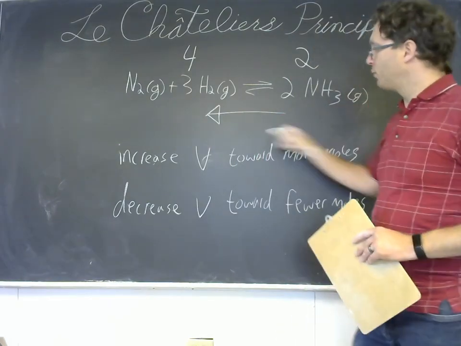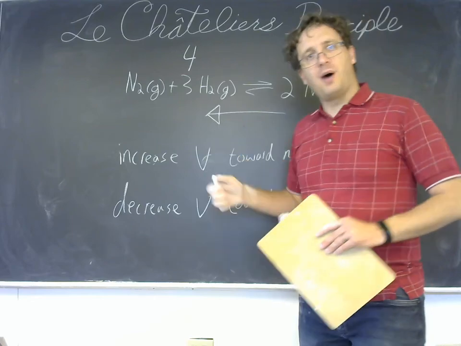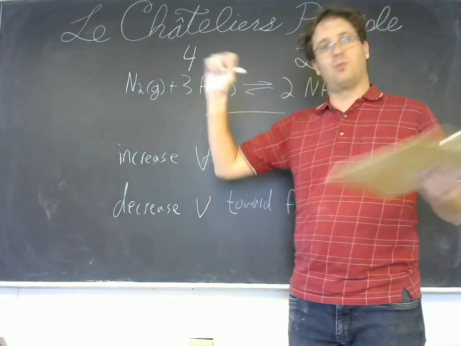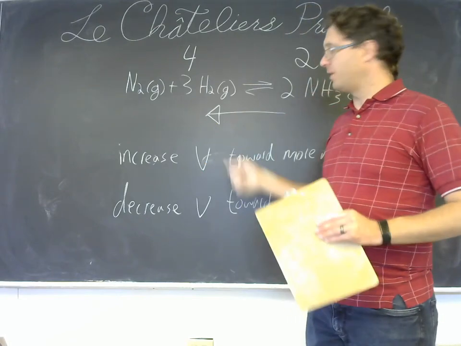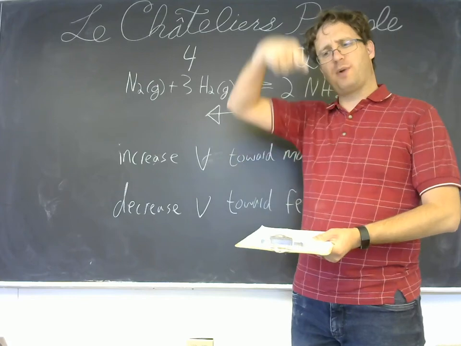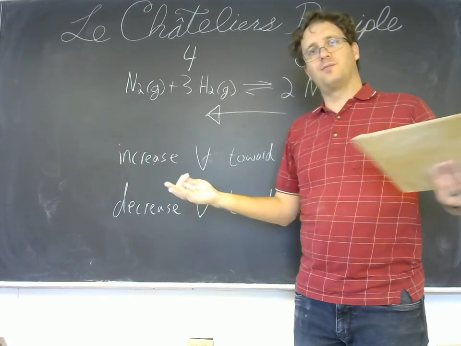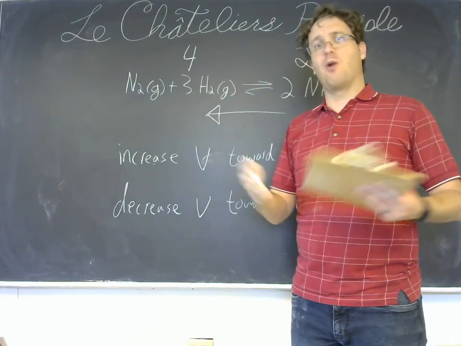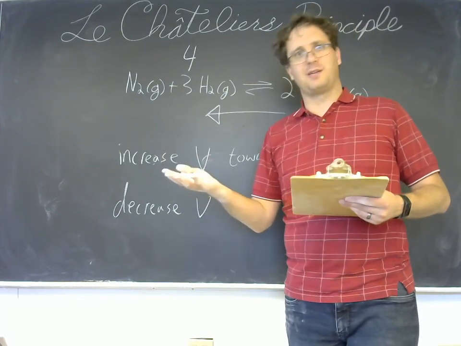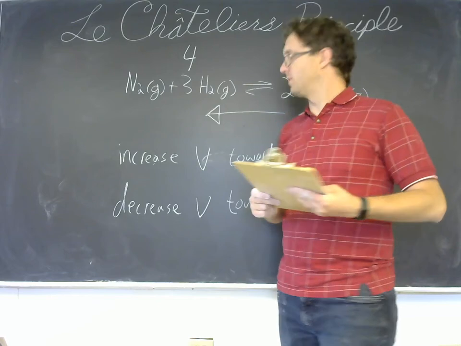Now, we increase volumes by adding solvent. So if this is an aqueous reaction, just dump in some water. Or we can increase the volume for gases by decreasing the pressure. When I pulled up on that piston head, what that meant was that there was a lower pressure inside the piston because of the increased volume. You can think back to PV equals nRT to convince yourself of that.